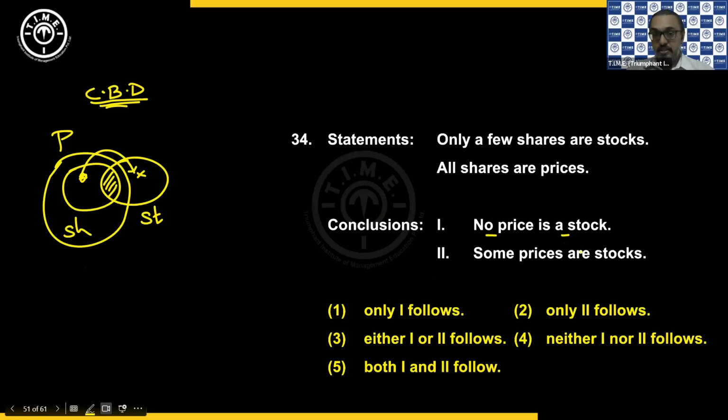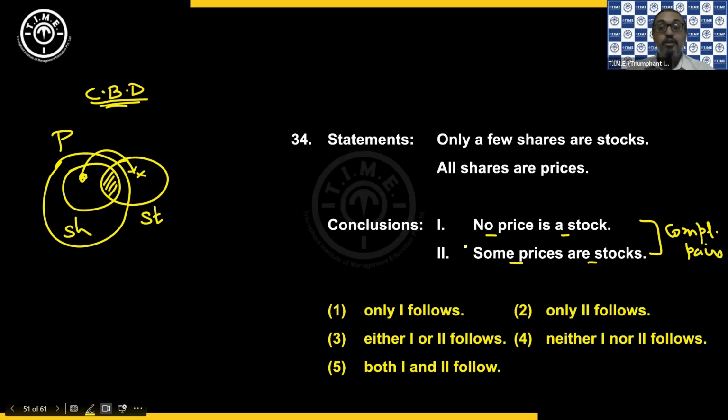First one is no price is a stock. Second is some prices are stocks. So we do have complementary pairs given here, means they are opposite to each other. So now we need to check, is there a chance that we get either or? When do you check that you get a chance that it is either or? The negative conclusion should satisfy, and then you go to the alternate diagram to check the complementary pair. Then only either or can happen. If you are not going for the alternate diagram, then either or will never happen.